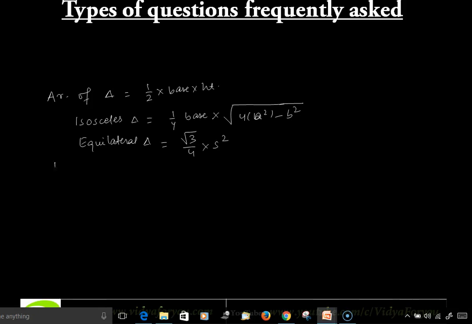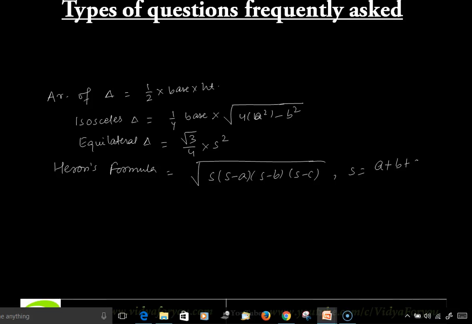And another formula, that is Heron's formula we learnt, which is nothing but root of s into s minus a, s minus b, s minus c, where s is equal to a plus b plus c by 2. So these are 4 basic formulas we learnt in this chapter till now. Next is what are the different types of questions which are frequently asked from this chapter.